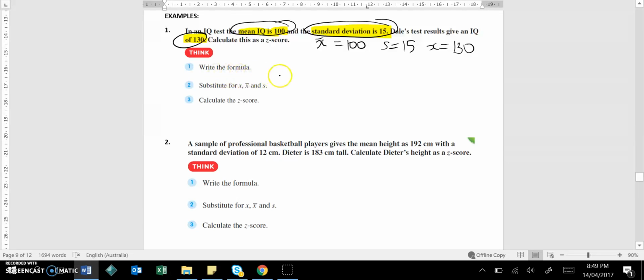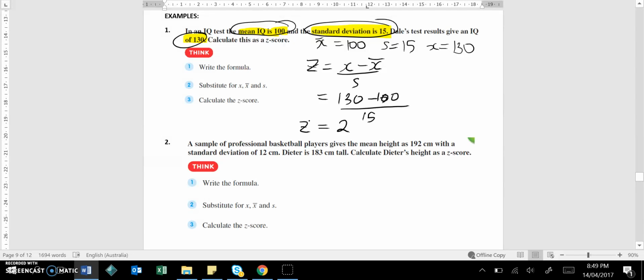So I'm going to do what they say here in these thinking points. I'm going to write down the z-score rule, which is the score minus the mean on the standard deviation. And I'm literally just going to do what it says. Dale's score minus the mean over the standard deviation. You just type that in your calculator, and that gives you a z-score of 2.